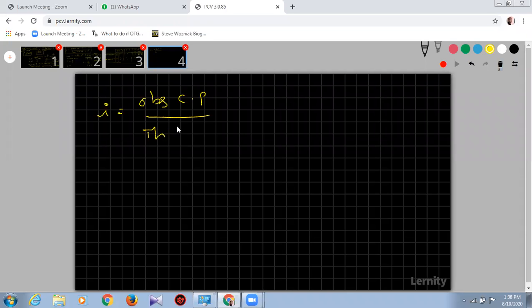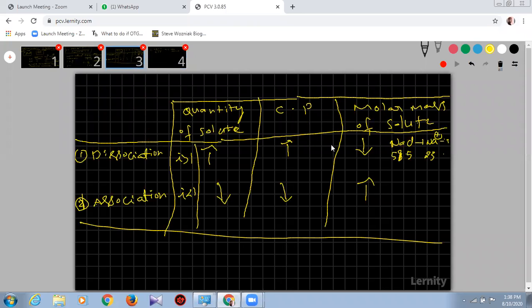Theoretical colligative property. In the same fashion, I will write one more. Here, colligative property is inversely proportional to molar mass. Am I right or not? If you observe here, colligative property is inversely proportional to molar mass. If colligative property increases, molar mass decreases. If colligative property decreases, molar mass increases, right?